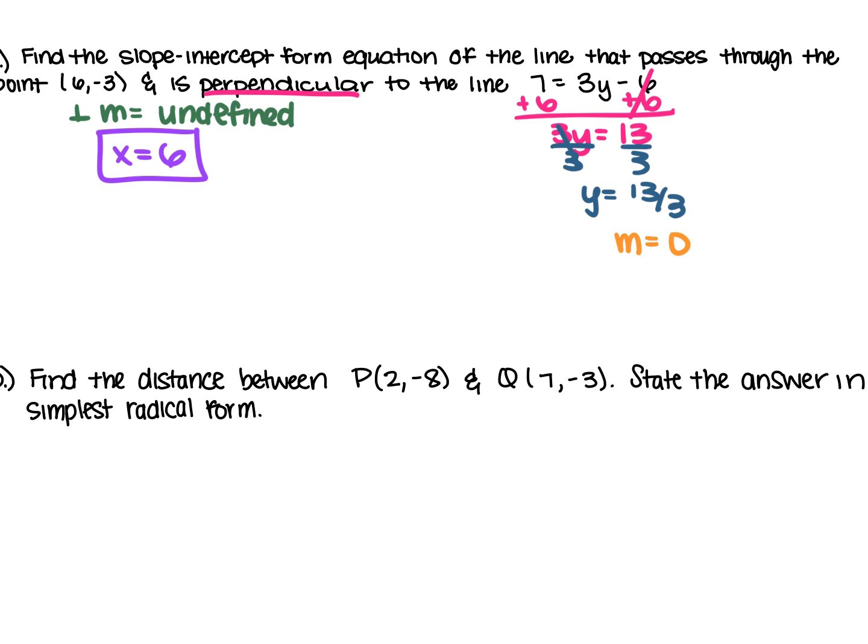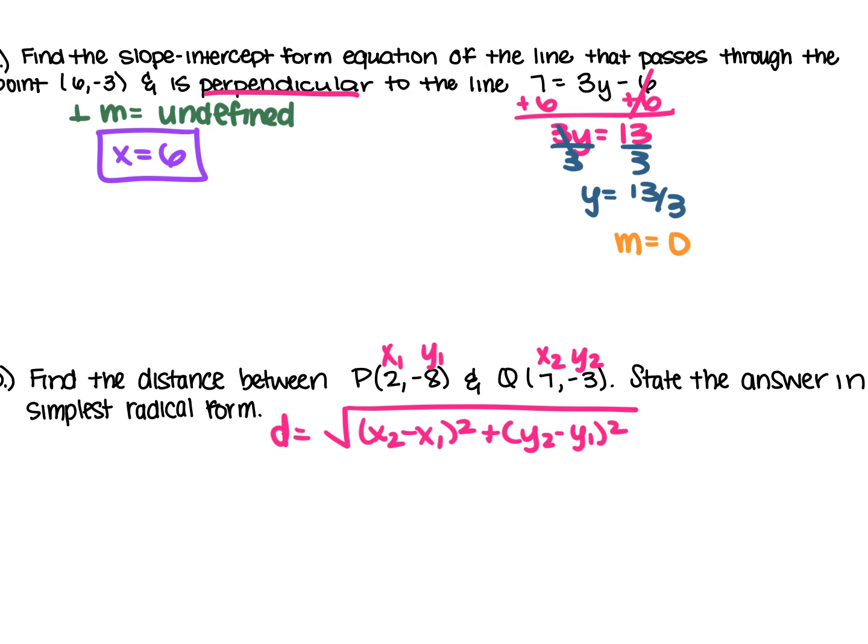For your last question, you're told to find the distance between P, which is (2, -8), and Q, which is (7, -3). It tells you to state your answer in simplest radical form. So your P is going to be x1 and y1. Your Q is going to be x2 and y2. To find your distance, you're going to use the square root of (x2 - x1) squared plus (y2 - y1) squared.